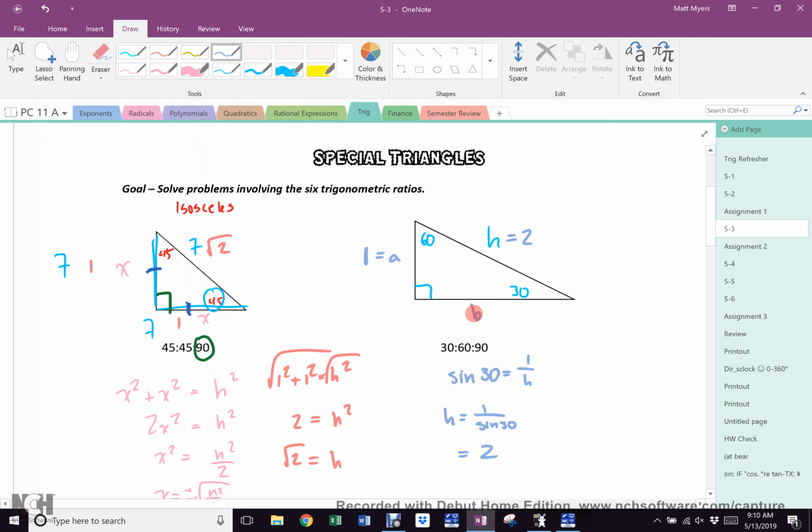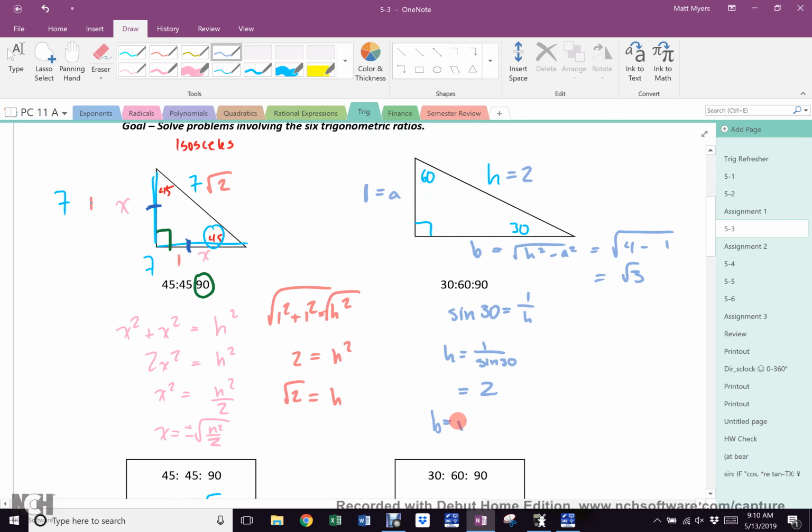Are we now able to find the third side? How? Our good friend Pythagoras. B equals the square root of h squared minus a squared, correct? What is h squared? 4, minus what is a squared? 1. Root 3. So how big is b? B equals root 3.